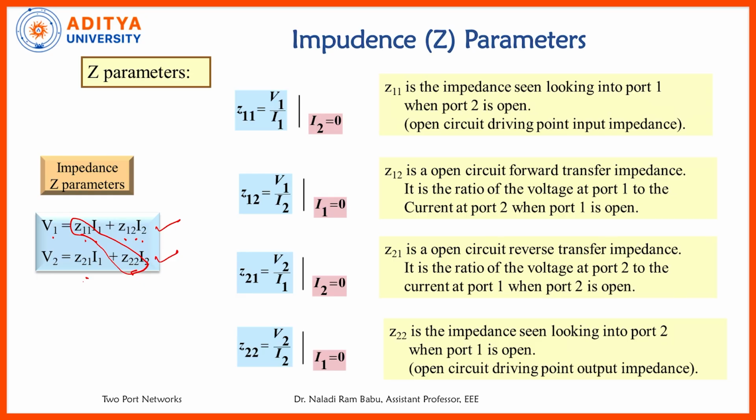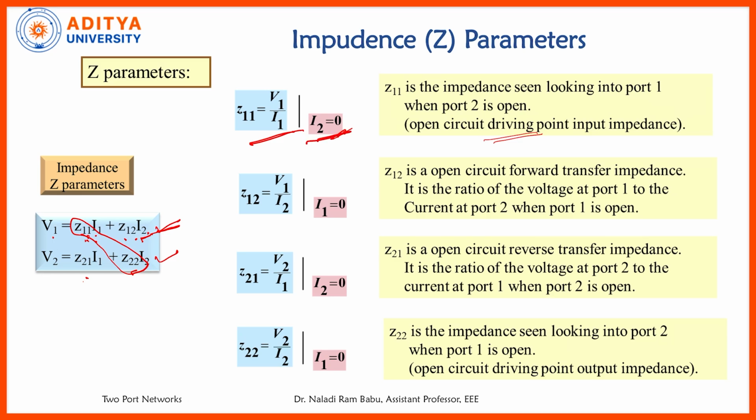In order to find the value of Z11, we need to substitute the output current I2 equal to 0 in equations 1 and 2. I2 equal to 0 means the output side circuit is open circuit and no current is flowing. Therefore V1 equal to Z11 I1, so Z11 equals V1 by I1. The self impedance Z11 is given by V1 by I1 when I2 equal to 0.